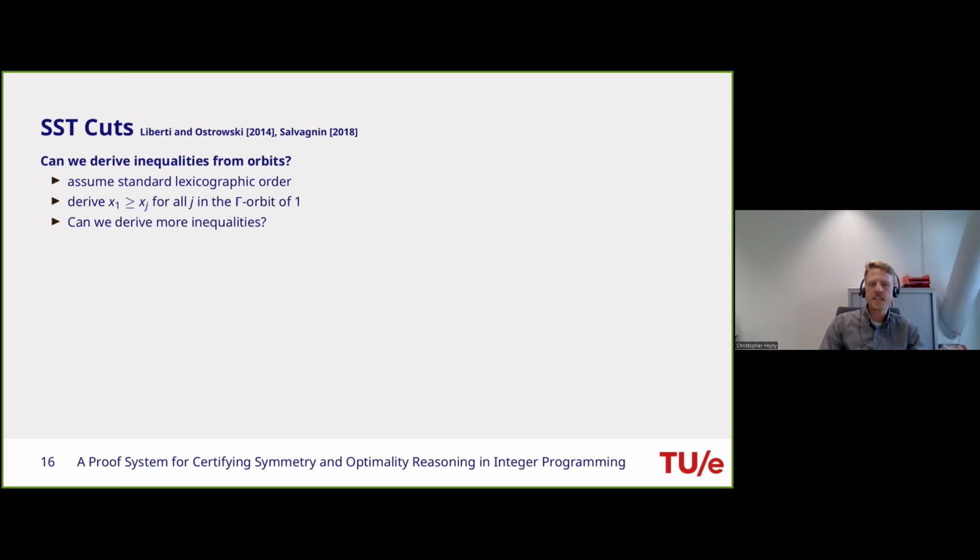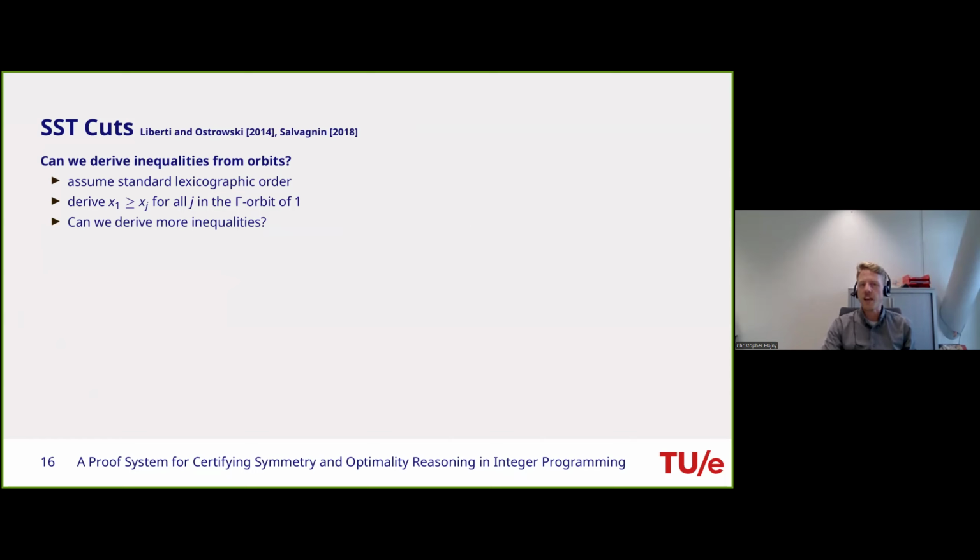And with this basic setup, we can derive some symmetry handling inequalities, for instance, SST cuts. An SST cut is in principle a generalization of the following type of constraints. Assume for the sake of simplicity that we use the standard lexicographic order for our comparison. Then if we consider the variable orbit of the first variable x1, then x1 shall take the largest value that we can find within this orbit. So x1 is greater than or equal to xj for all the variables that are symmetric to x1.